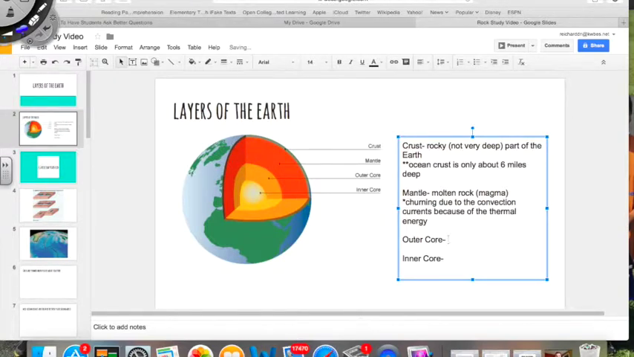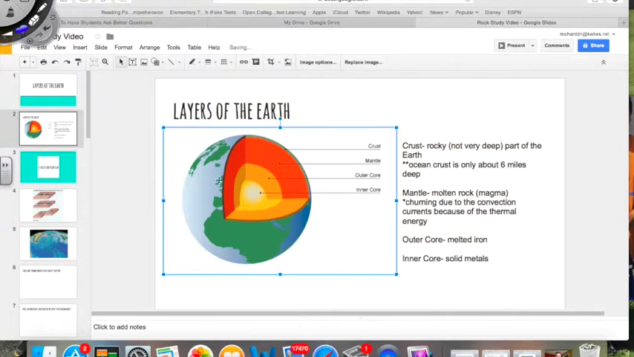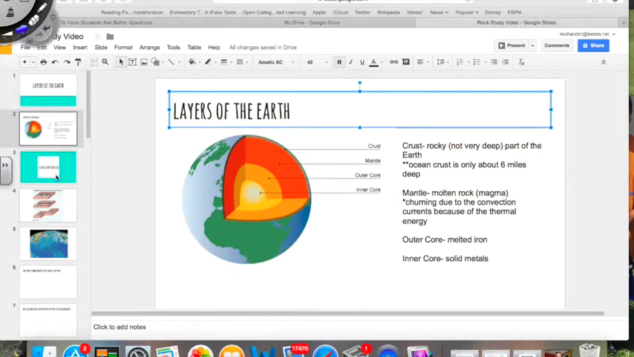The outer core is not totally solid, remember we talked about, so it's kind of melted iron and other things like that. And then the inner core is a more solid mass because it is in the middle, and if you think about all the pressure that's pushing down on it, it would be solid metals and different things like that. So those are the characteristics you want to have down for the layers of the Earth.